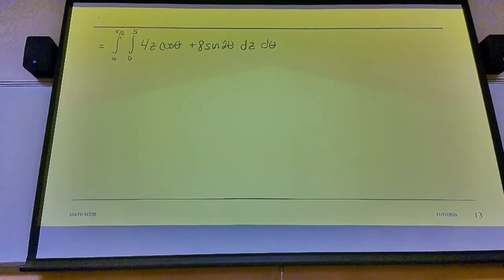Easy theta, let's do. Integrate with respect to z. 50 cosine theta plus 40 sine 2 theta. What was it? 50, okay. Cosine theta, and that one's plus 40 sine 2 theta. Factor out a 10, which I'm going to do to make life easier.